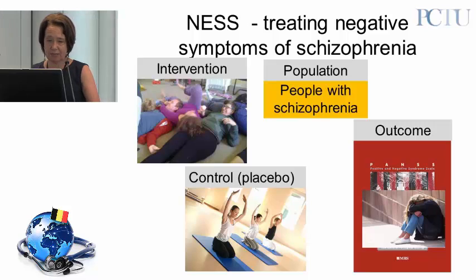So moving on to the next trial, NESS. This is treating negative symptoms of schizophrenia. So this is a completely different trial. Our population here is people with schizophrenia, and our outcome is the PANSS score, which measures negative symptoms of schizophrenia, and the hope was that this intervention would reduce negative symptoms. So the intervention was body psychotherapy. Is there anybody in the room who knows what body psychotherapy is? Okay, well, I'll explain it as best I can.